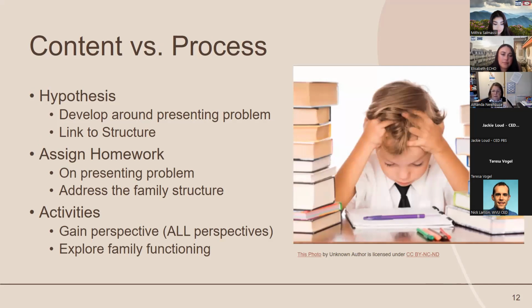Like, how is this linked to the family structure? What's going on within that family system that might be saying that? Sometimes we talk about, if you take away that behavior, what would it look like? And helping families identify what is going on within the system. Assigning homework on the presenting problem, how to manage things. So we do take a little bit of a behavioral approach and some individual approach initially to gain some trust. And then we do activities so that they can gain perspectives of everybody, right?